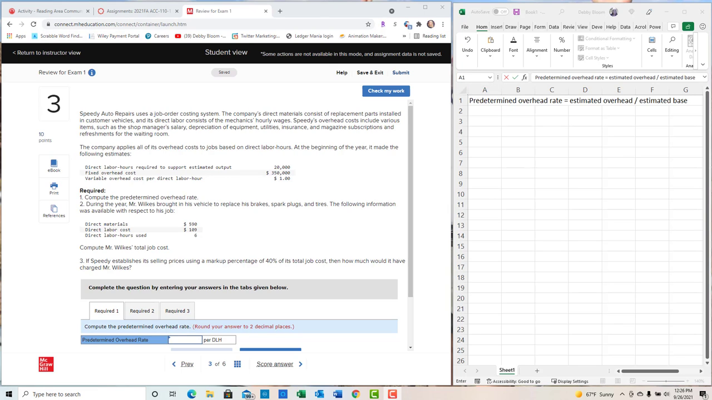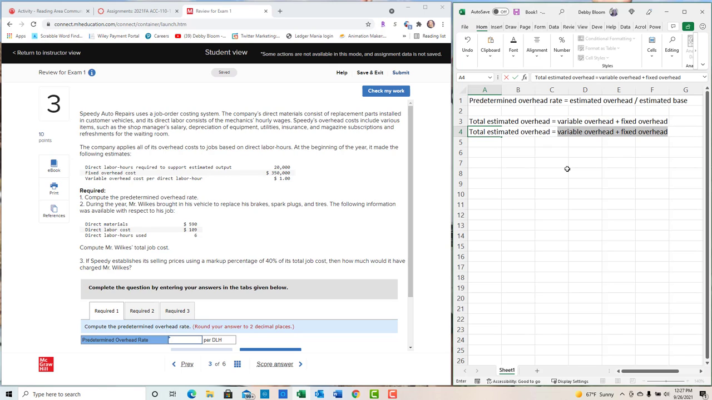So we actually have two ways to calculate the overhead here, and they're both mathematically equivalent. I'll work on the first way first, and then I'll show you the second way. So the first thing that we have to do is calculate the total estimated overhead. So our total estimated overhead is going to be the variable overhead plus the fixed overhead.